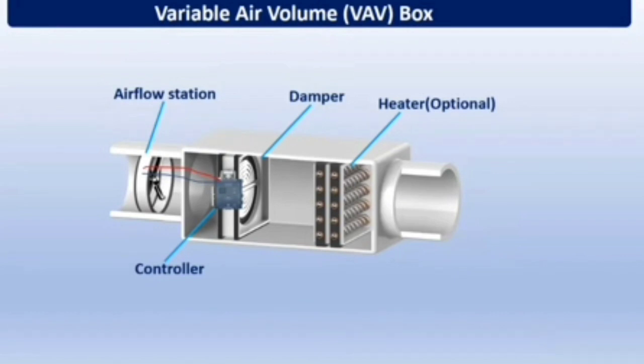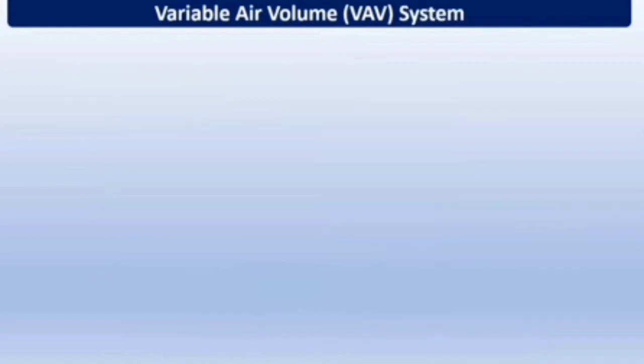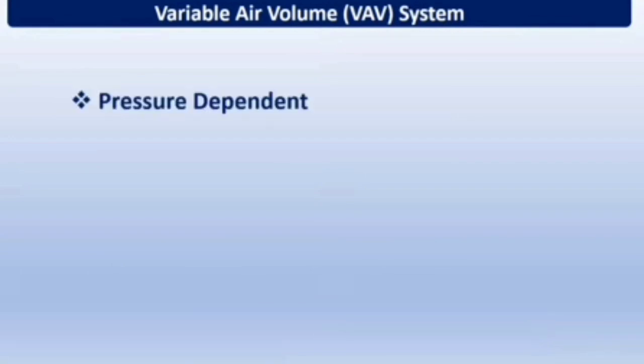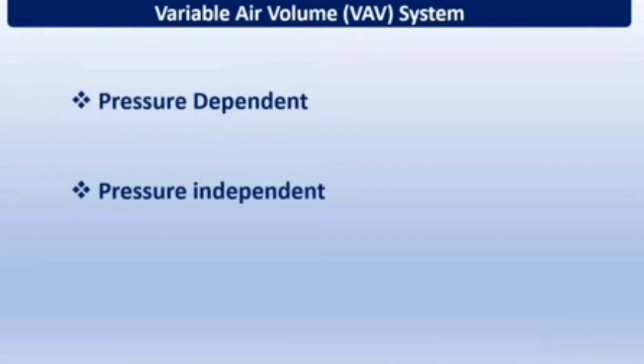Airflow through the VAV box is controlled by opening and closing of the damper. When more cooling is required, damper is opened to achieve this demand by increasing the airflow to the room. Now let's discuss different types of VAV systems. We have two types of VAV systems. First one is pressure dependent and then we have pressure independent system.